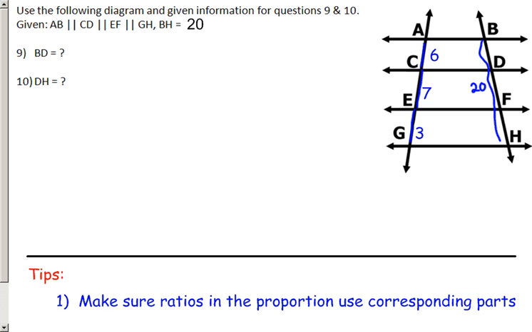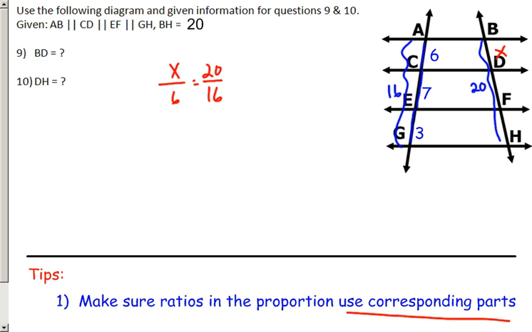So my first question is BD. I'm going to call that x. When I talk about using the corresponding parts, in this case, x corresponds to 6. So that's the first ratio I'm going to say. I'm looking for BD, which is x. x corresponds to 6, just as, and I've got to find another ratio. The only ratio I can come up with is 20 corresponds to this whole part, which is 16. All right? So I could say 20 over 16.